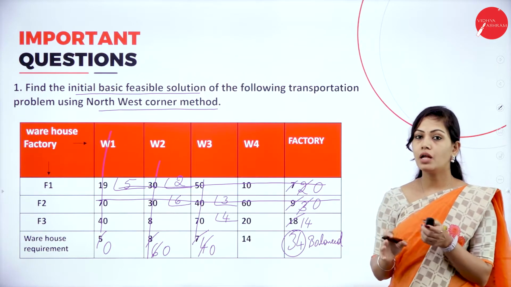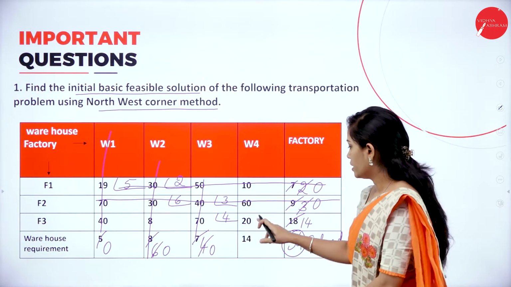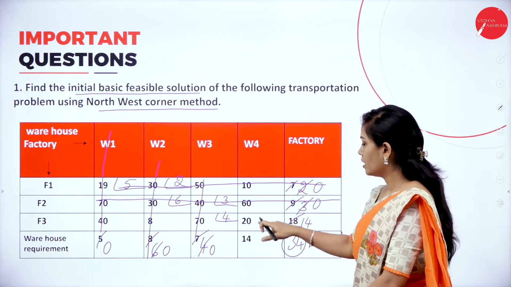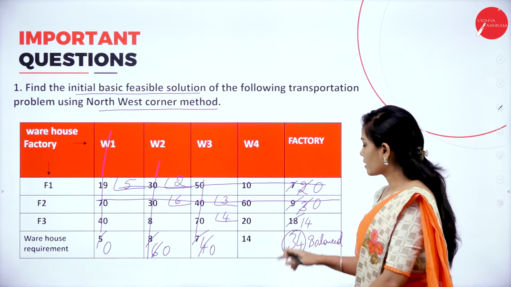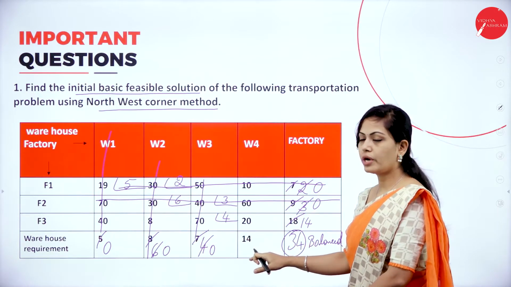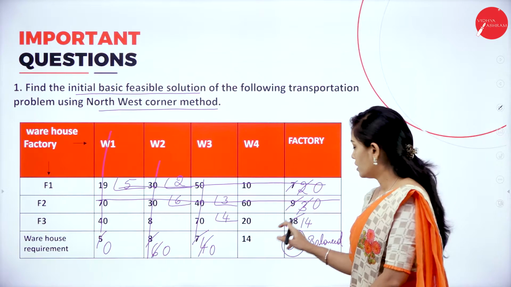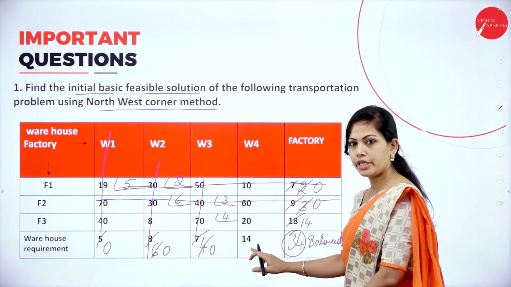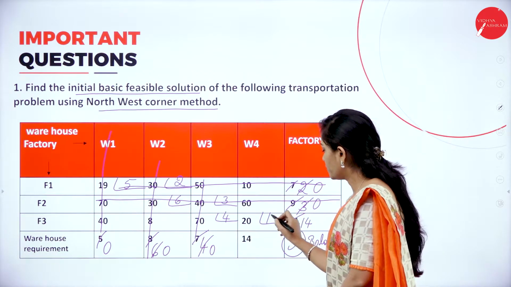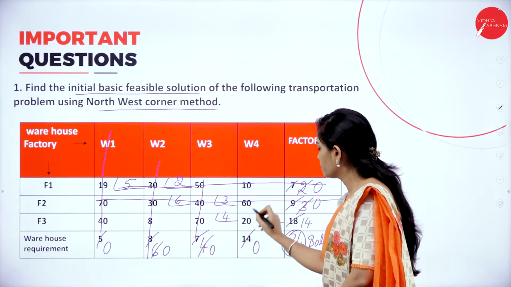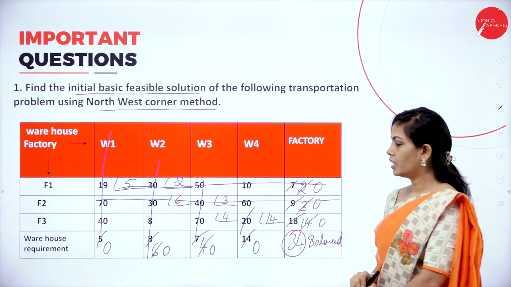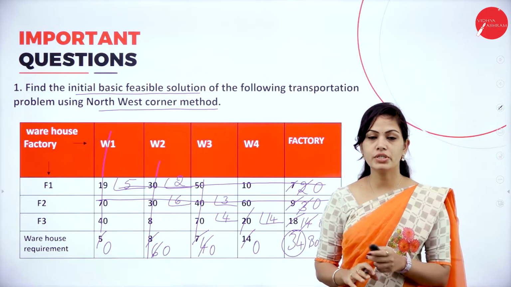So now we have the last digit. It is 20. It is my north corner cell. Now you just check the factory value and warehouse requirement value. Both the values should be same. So here we have 14 and 14. So I will allocate 14 rupees to this cell. It will become 0 and it will become 0. Now all the cancellation has been done.